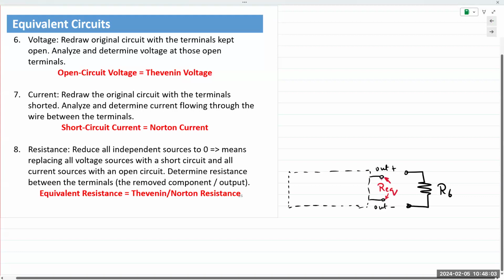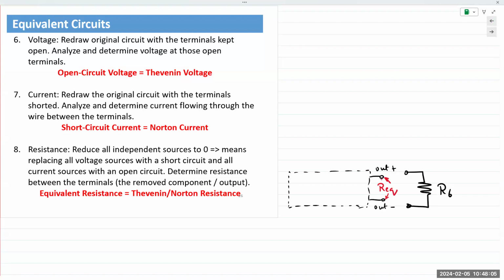Req between those open terminals. Again, you remove that component from your analysis and you look at the circuit from the perspective of that component. In this case, you're measuring Req, the total equivalent resistance between those terminals, which is something you have done before, right? You reduce a large network of resistors down to one single resistance.